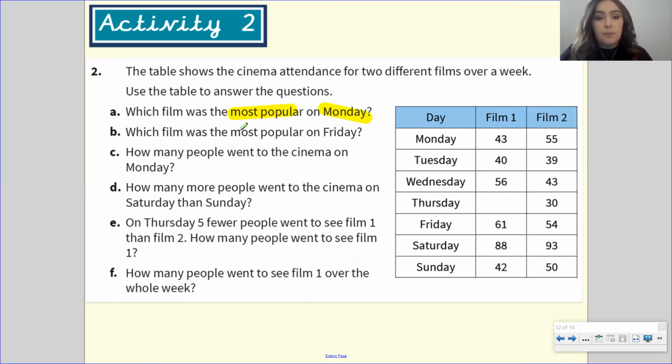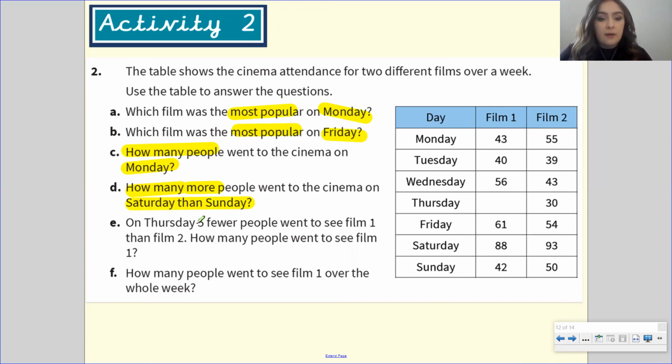Which film was most popular on Friday? How many people went to the cinema on Monday? How many more people went to the cinema on Saturday than Sunday? So think about what that question is asking you to do.